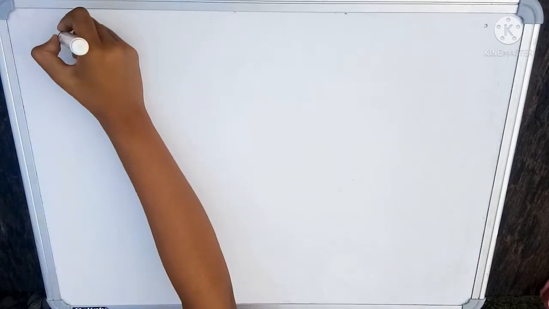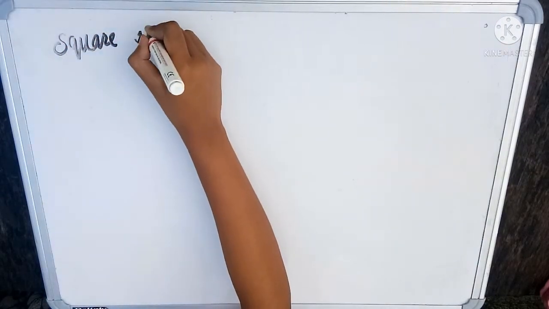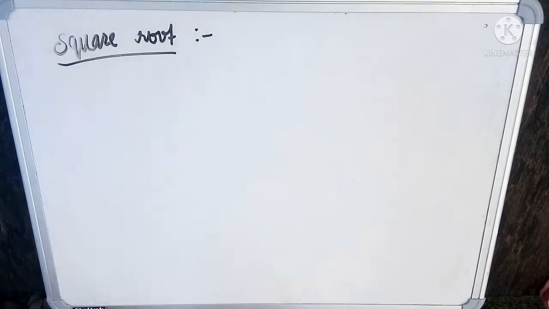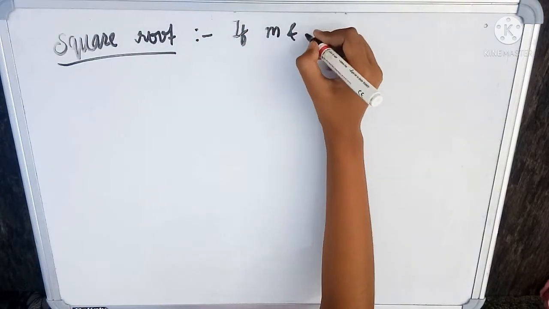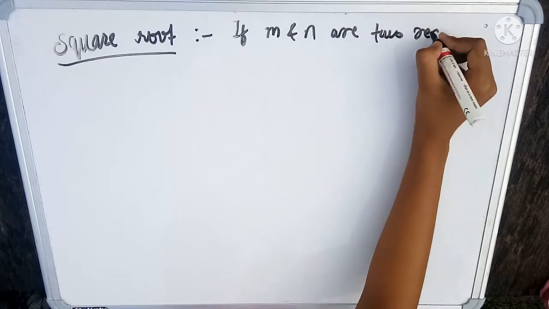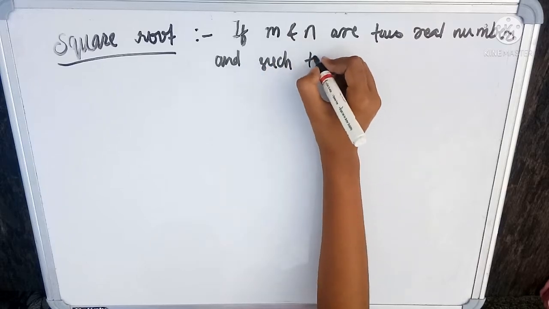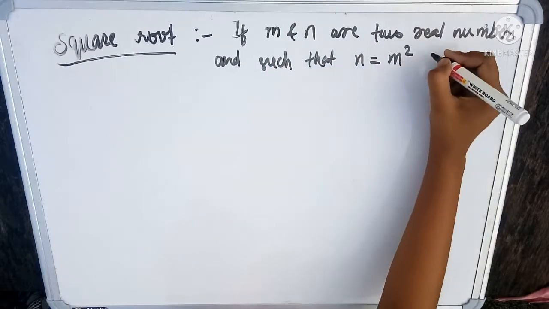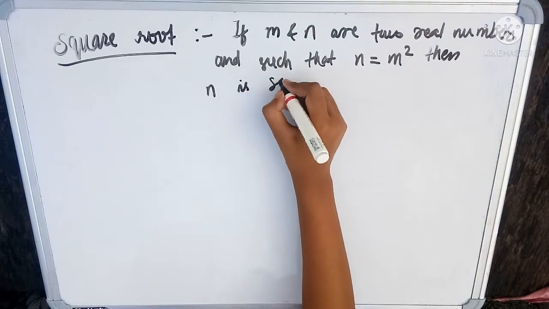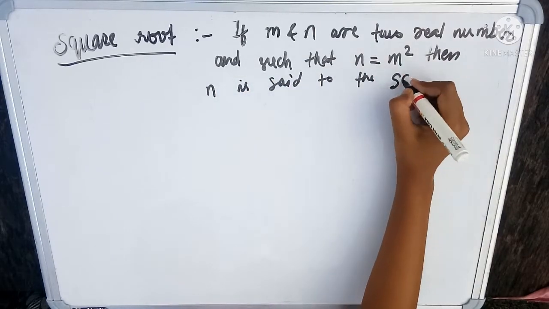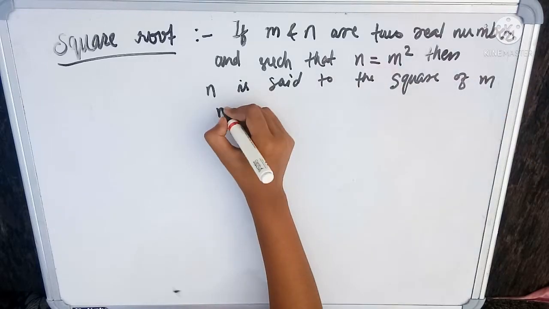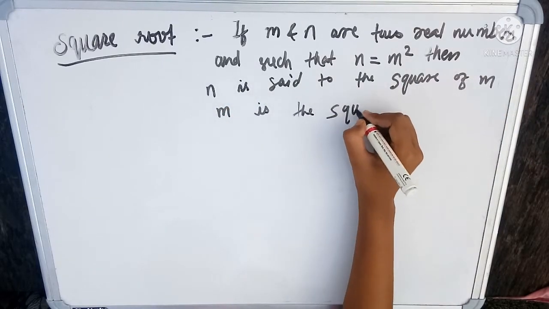In this video, we will be discussing square roots and different methods of finding the square root of any natural number. So let us start with what is a square root. The definition says that if m and n are two real numbers such that n is equal to m square, then n is said to be the square of m, and m is the square root of n.